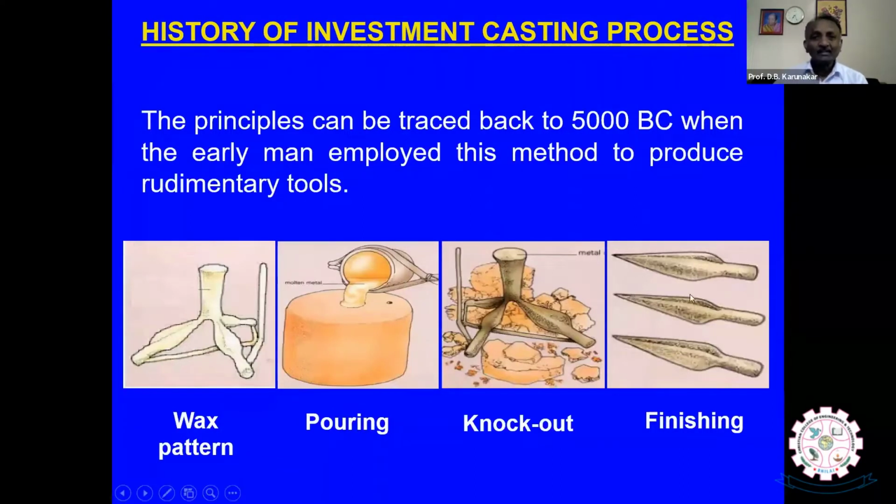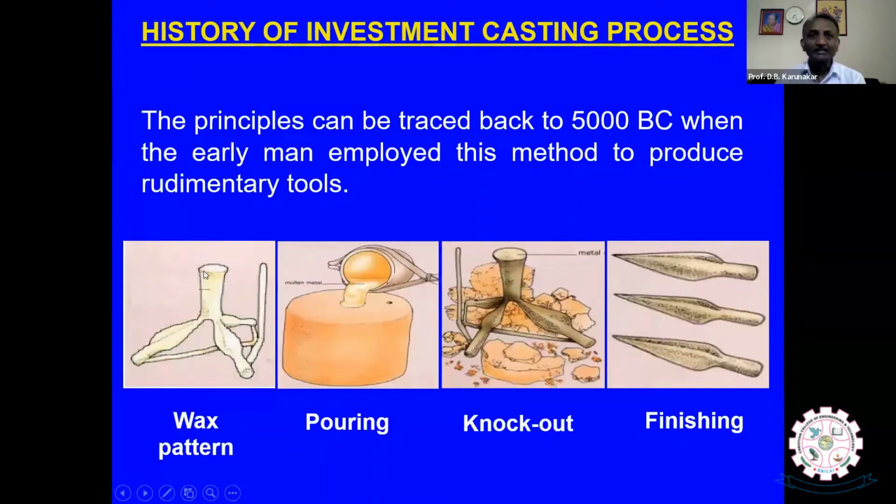Now, the fact is, this spearhead was manufactured by investment casting, even in those days. How? Initially they made 3 spearheads out of wax. This is one spearhead, this is one, and this is one. All of them were joined together so that in one round, 3 spears could be manufactured. That was the concept. They were joined to a central tree. Then sticky sand was compacted around this assembly of wax patterns.